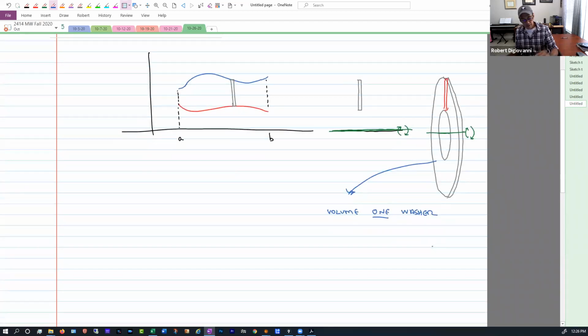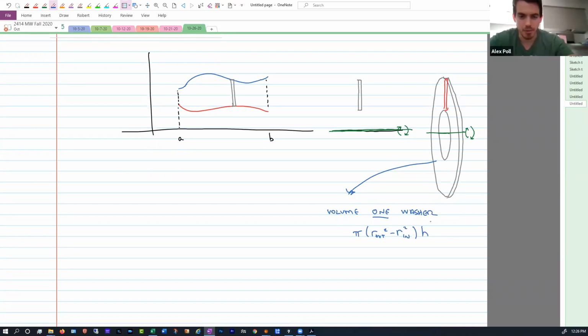Well, we just said that it should be pi times r out squared minus r in squared, right, times the height. That's the generic formula. Do we know any of these things? Wouldn't H be the limits of integration? H? H would be the thickness of the washer, right? Yeah, the thickness, but isn't that your A and your B?